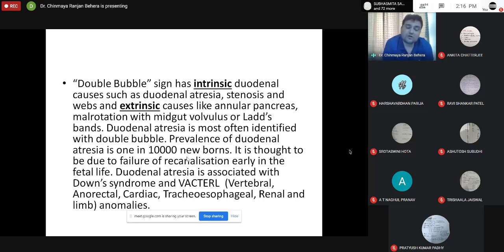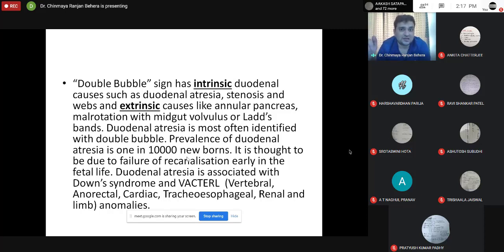Okay, so duodenal obstruction can be intrinsic and extrinsic. Intrinsic means inside the duodenum, extrinsic means some cause which is compressing the duodenum from outside. So what are the causes of intrinsic? Intrinsic causes are either there is a duodenal atresia or a stenosis of the lumen, or there is a web that causes double bubble sign or duodenal obstruction.